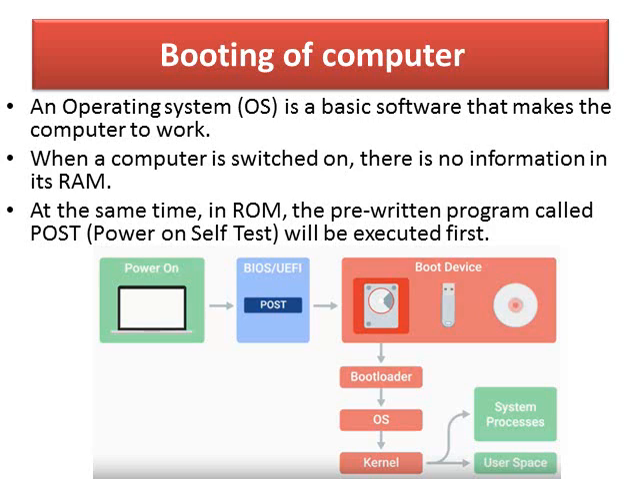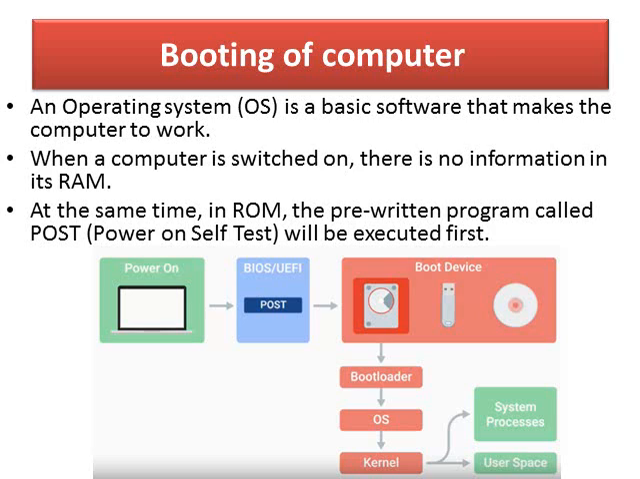Power on self-test, POST, will be executed first. So RAM is empty, and ROM has information, because ROM is read-only memory with some pre-written information. From that, a program called POST, power on self-test, will be executed. That is the basics of the operating system loading, because it is going to check whether the power to the different devices is okay or not. After that only the operating system starts its function.